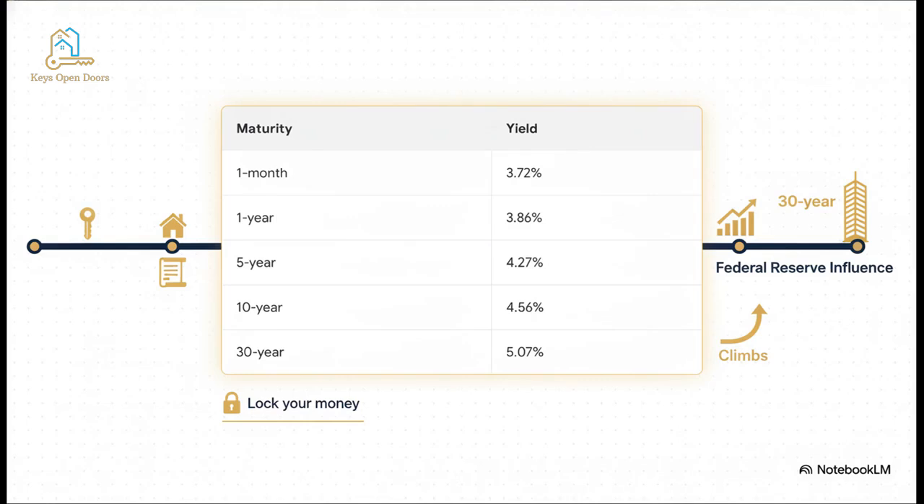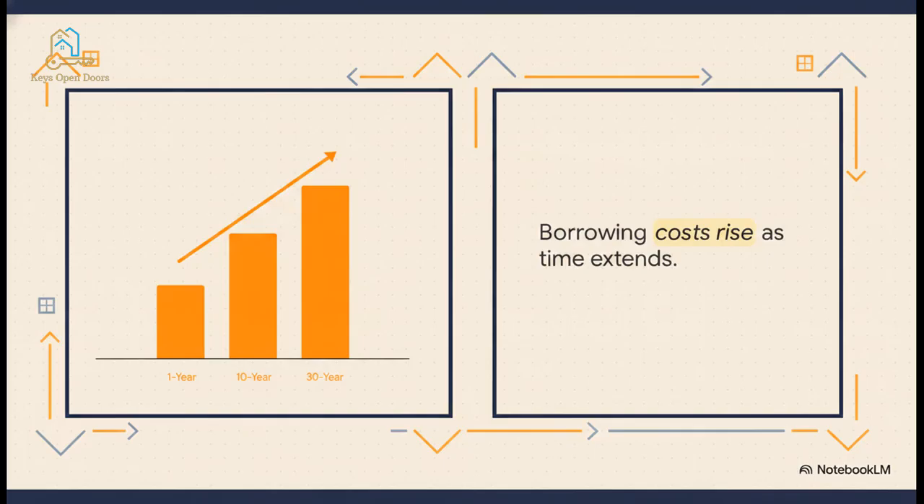Let's move to see how this builds. Looking at these chunked data points for May 22nd, watch how the yield actually behaves as the timeline extends. So a 1-month commitment pays you 3.72%. If you lock your money up for a full year, it bumps up to 3.86%. 5 years gets you 4.27%. 10 years hits 4.56%. And man, if you commit for a massive 30-year time frame, the yield climbs all the way up to 5.07%. And this brilliantly illustrates a fundamental law of finance.